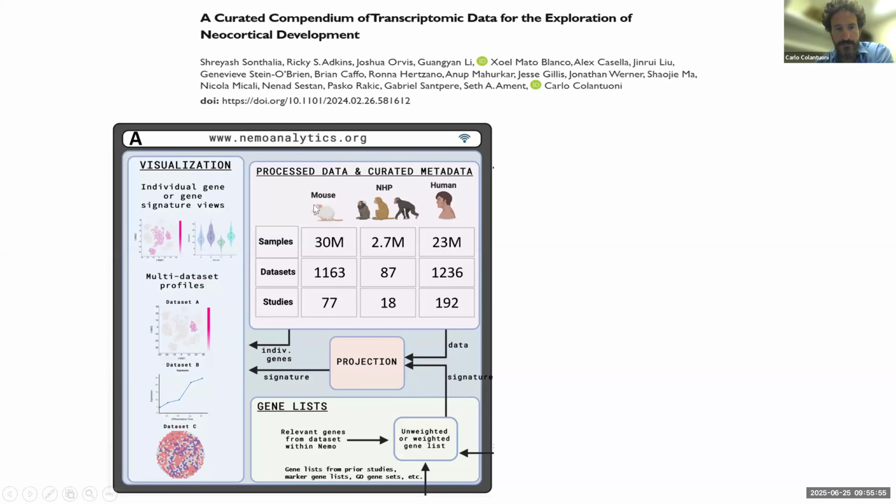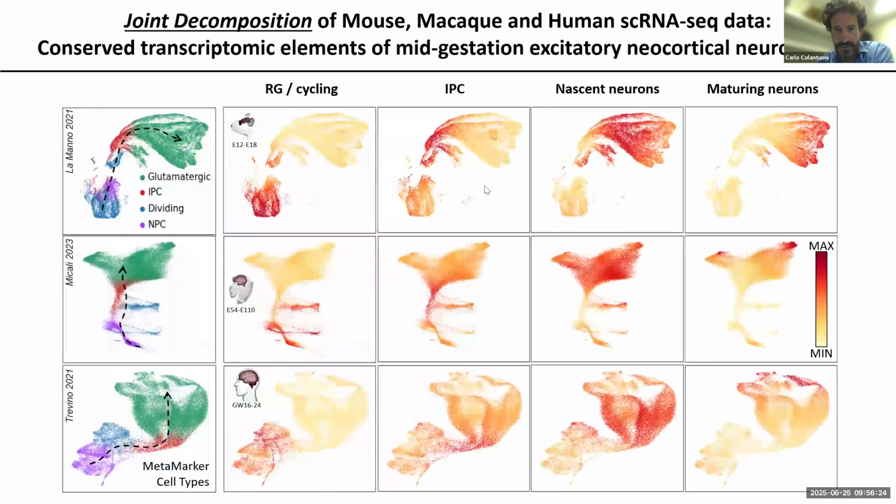Yash, the first author, pulled together a ton of data here. He couldn't speak today, so I'll be explaining things. Across mouse, monkey, and human, both in vivo brain development as well as in vitro models, and a good bit of adult data as well. And the idea behind the NeMO analytics is really to get gene-level data in the hands of as many investigators as possible.